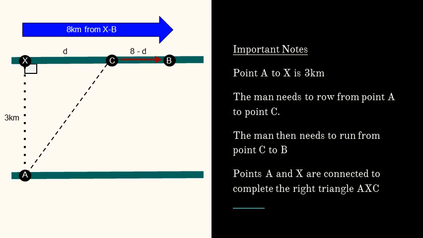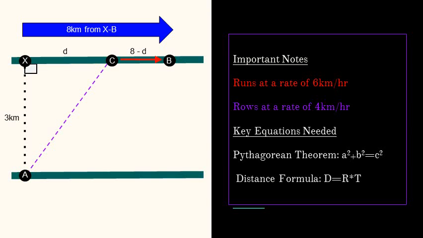This is the diagram to solve our problem. It is determined from the problem that the river is 3 kilometers wide, which is represented by points A and X. The man needs to row from point A to C, then run from point C to B. It is shown that A, X, and C are all connected to form a right triangle. We know he runs at a rate of 6 kilometers per hour and rows at a rate of 4 kilometers per hour.